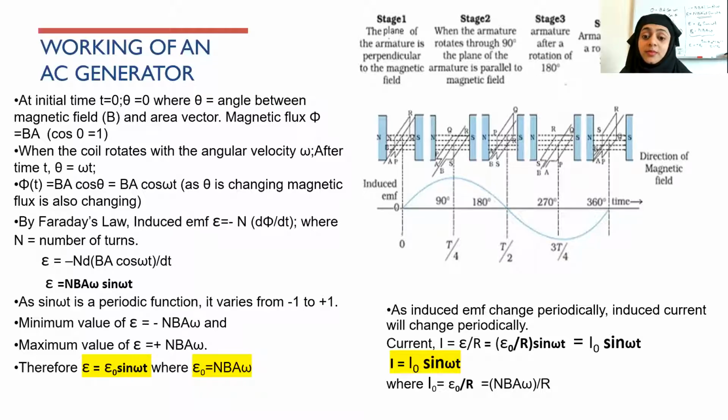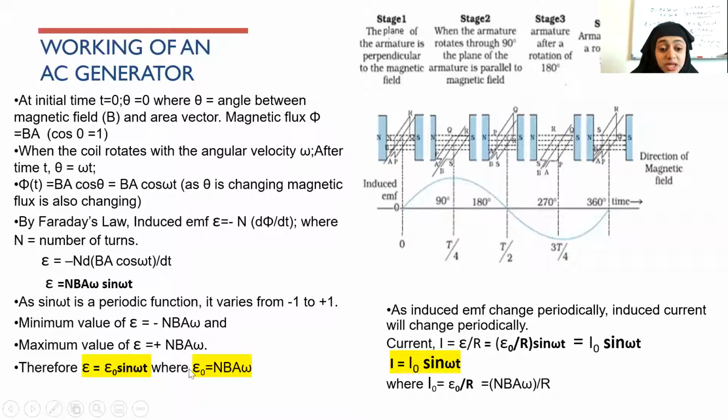I is equal to V by R. So you can say if this is the induced EMF, the induced current I will be equal to induced EMF divided by R. E is equal to E naught sine omega t. So I will be equal to E naught by R sine omega t. And we can call E naught by R as I naught.